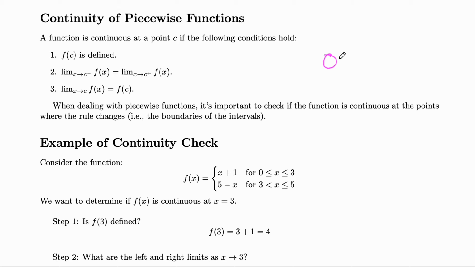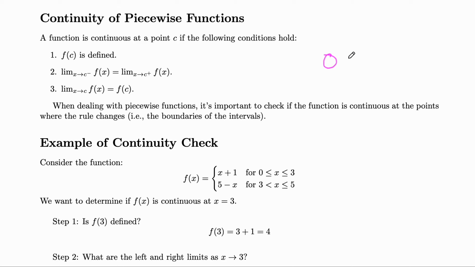So again, let's say we had a function like this. So the limit from the left would be here, the limit from the right would be here, and then it must equal the function output value, right? So that would make the function continuous at that point c.